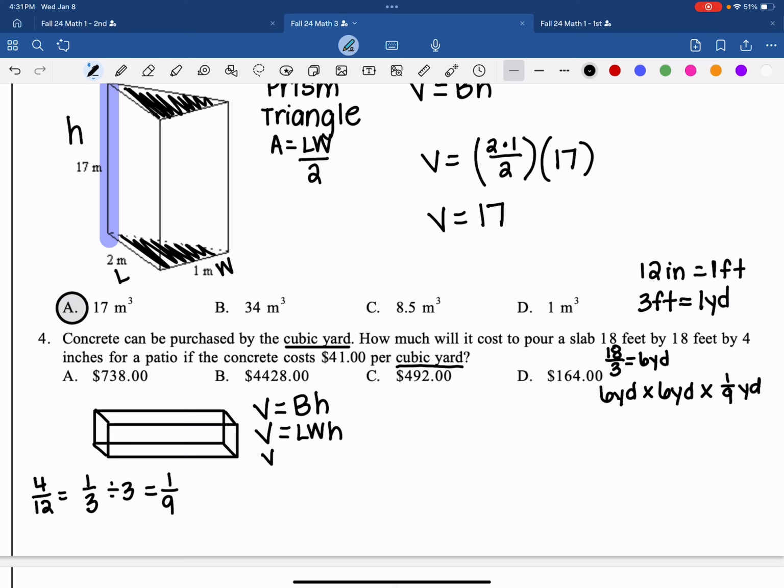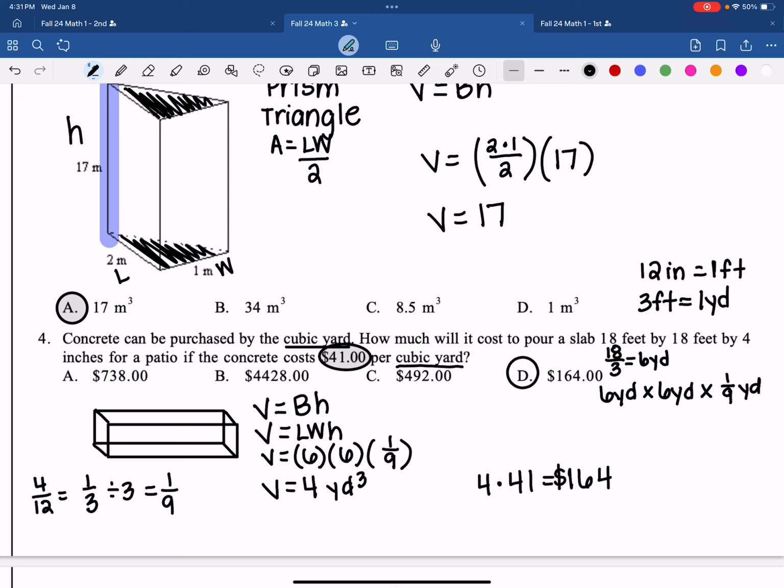So my volume here is going to be my length, which is 6 yards, my width, which is 6 yards, and my height, which is 1/9. So we have 6 times 6 is 36, and then 36 divided by 9, I have a volume of 4 yards cubed. But it says that it's $41 per cubic yard. So we would say 4 times 41, and that's going to give me $164, which is D. Okay, so be careful about your units, and you have to know how to convert between inches, feet, and yards.